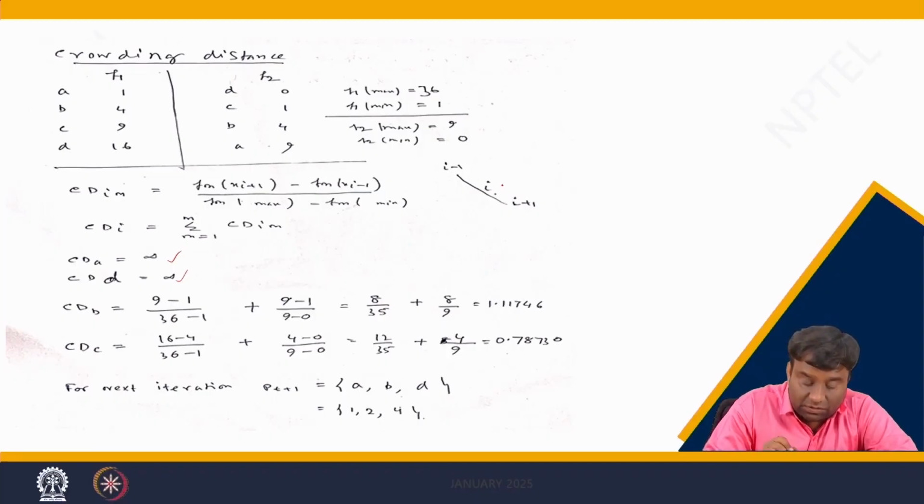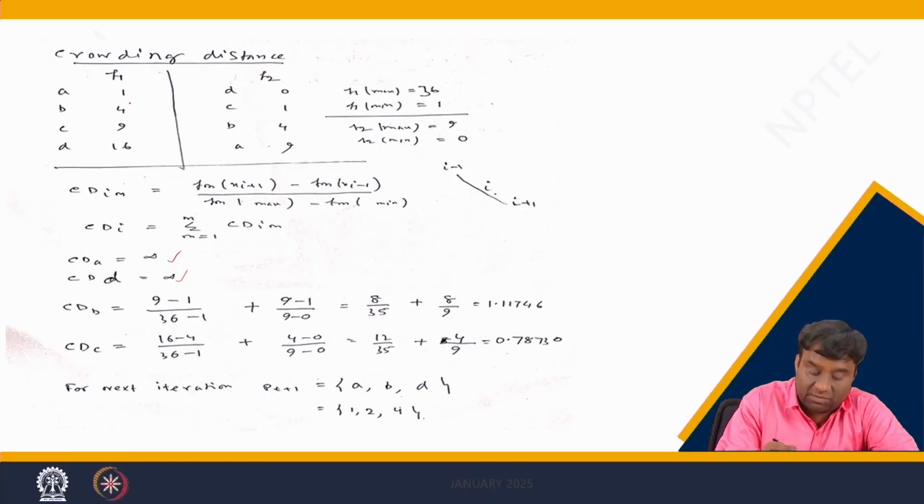So the crowding distance of B, that is for F1. So B is here, so x of i plus 1, that is 9, here is B. So 9 minus 1. Maximum is 36, minimum is 1, so that is 36 minus 1. Plus F2, here B is here. So again you will get 9 minus 1, 9 minus 0. So that is 8 by 35 plus 8 by 9. So that is 1.11746.